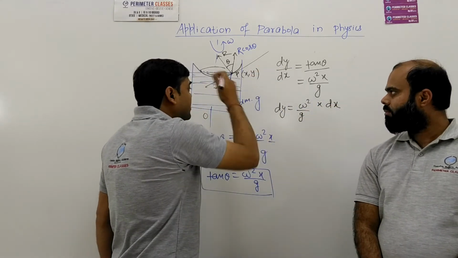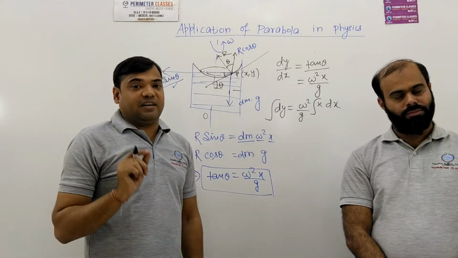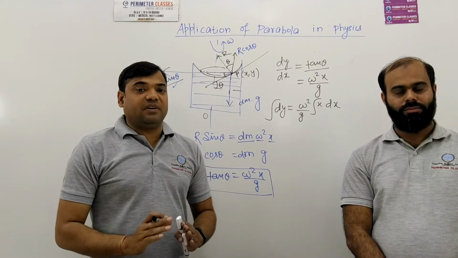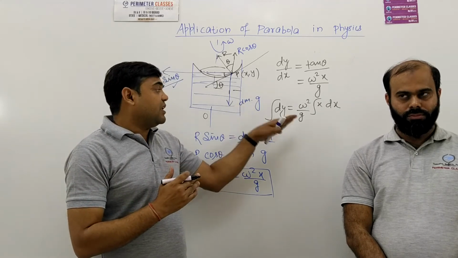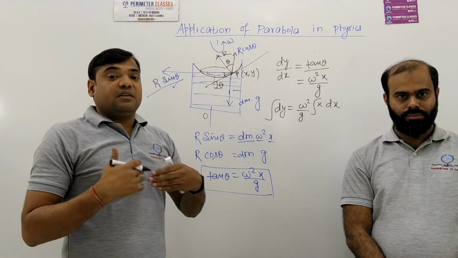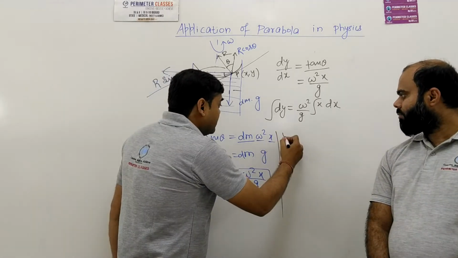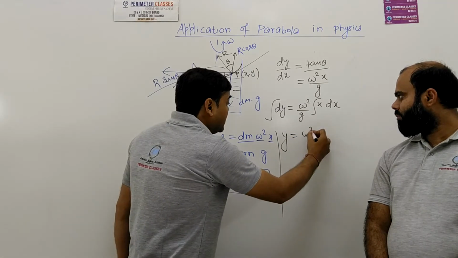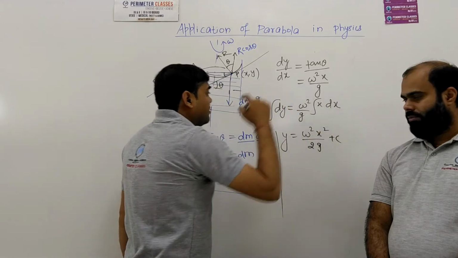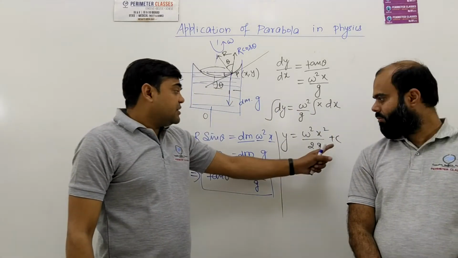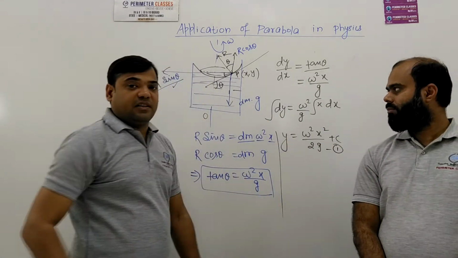Now to get the equation I need to integrate this, and here I am doing indefinite integration. The details of indefinite integration are also there in the library, so just go through the library and you will find the way in which indefinite integration can be solved. So here the integration will give y is equal to omega square x square upon 2g plus c. Integral of x dx is x square by 2 and c is called the constant of integration. This I can find by some given condition here.